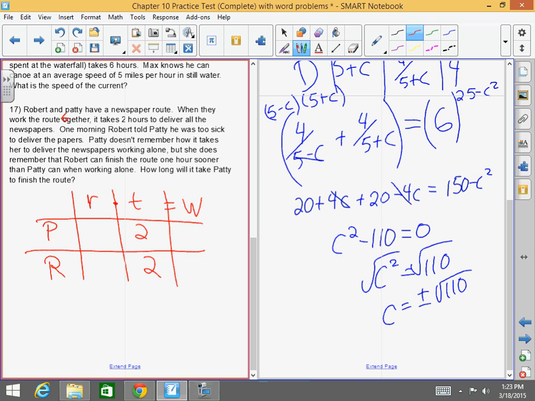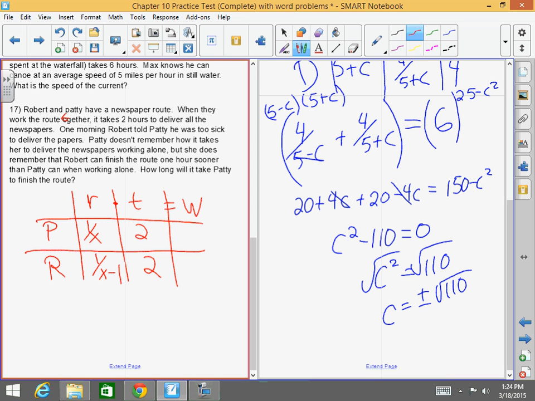Okay? However, on one morning, Robert told Patty he was too sick to deliver the papers. Patty doesn't remember how long it takes her to deliver the papers, working alone, but she does remember that Robert can finish the route 1 hour sooner than Patty. So Patty does 1 over x of the job in an hour. Robert does it sooner. So 1 over x minus 1 of the job per hour. You with me here, guys?